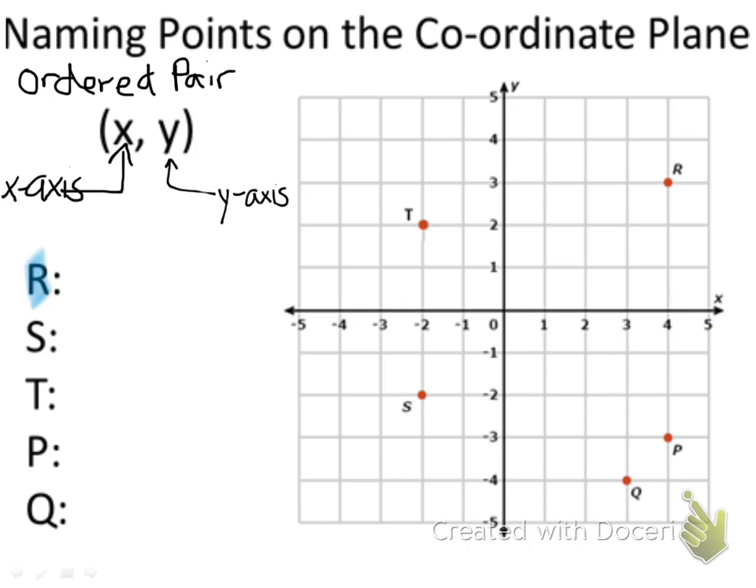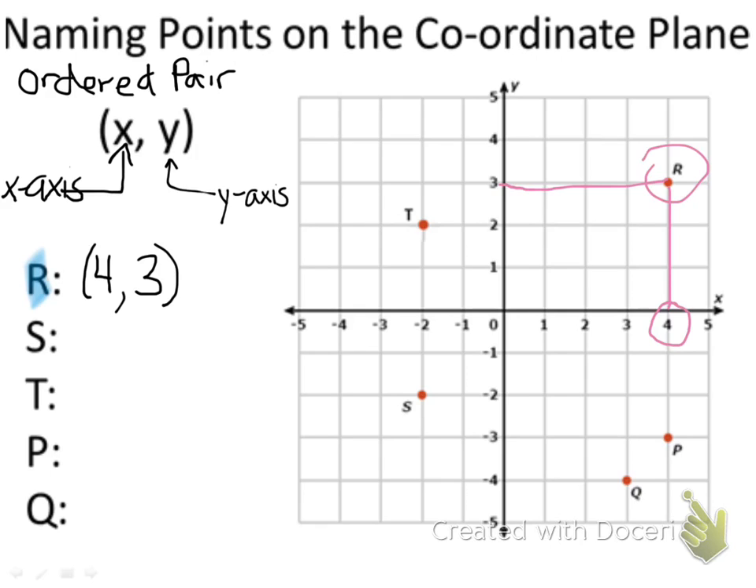Alright, so we are going to find where point R is along the x-axis, and point R is at 4 along the x-axis. So our x-coordinate for point R is 4. Our y-coordinate is wherever it is along the y-axis, which in this case is 3. So our y-coordinate is 3. And our ordered pair for point R is 4, 3.